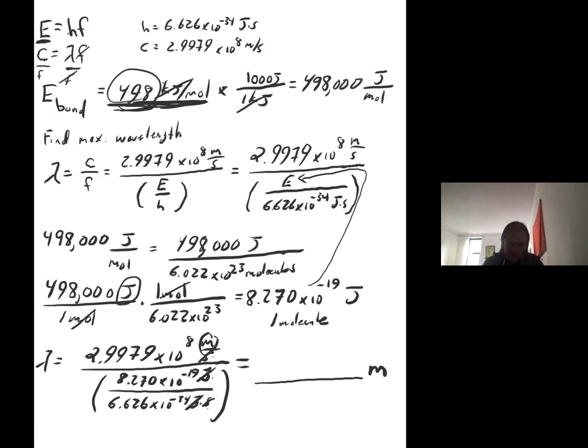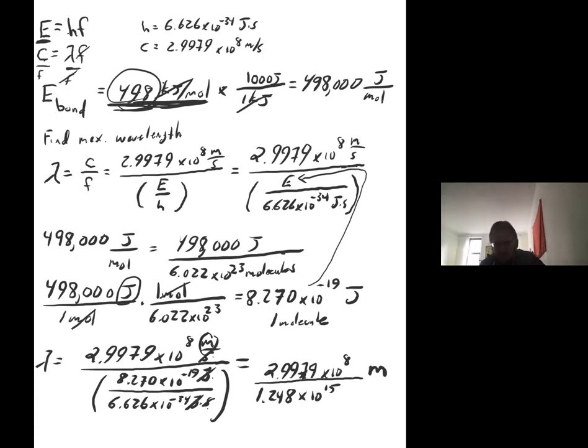So what I'm going to do is go ahead and write 2.9979 times 10 to the 8th. And then I'm going to do what's in the denominator, 8.27 times 10 to the minus 19 divided by 6.626 times 10 to the minus 34. And you get 1.248 times 10 to the 15.